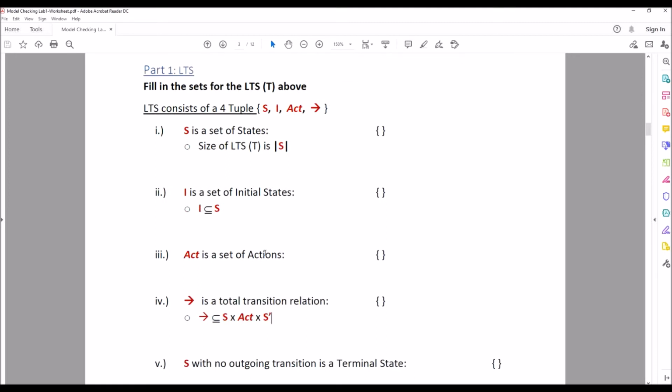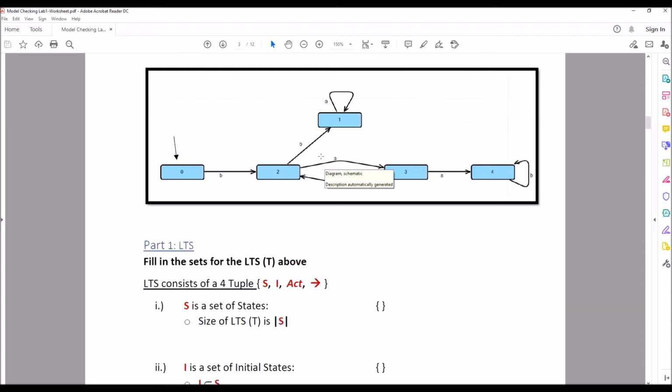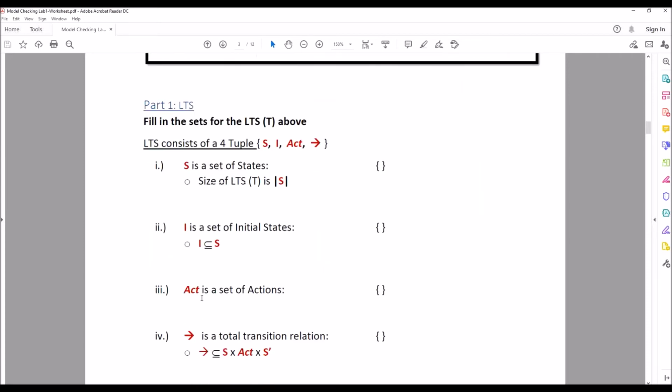Oh, and for the record, our action is a set of actions, so our set of actions here is just A and B. Now this A and B can occur multiple times, but these are the actions we have. So we have B, B, B, B here, and we have A and A. So our set of actions is just A and B. And the transition is a total transition relation, and it's basically from a state, take one of our actions that is part of our set and go to another state. And if it's a valid transition, then it's a subset of this.